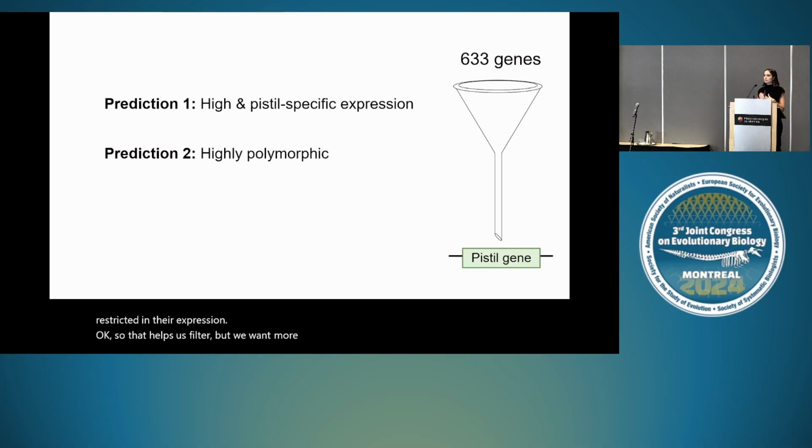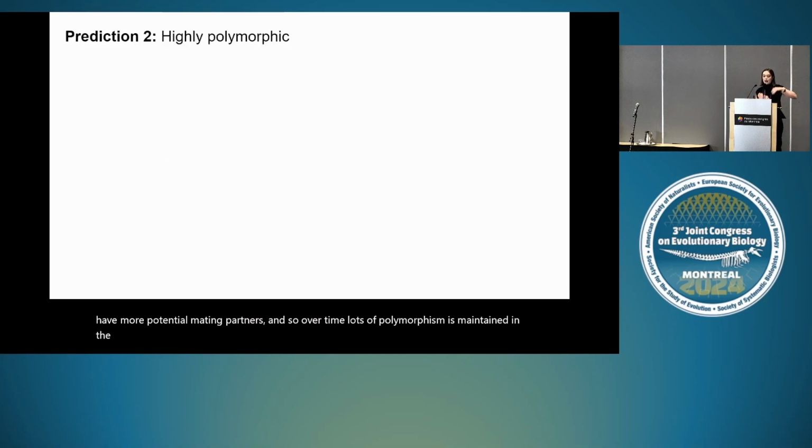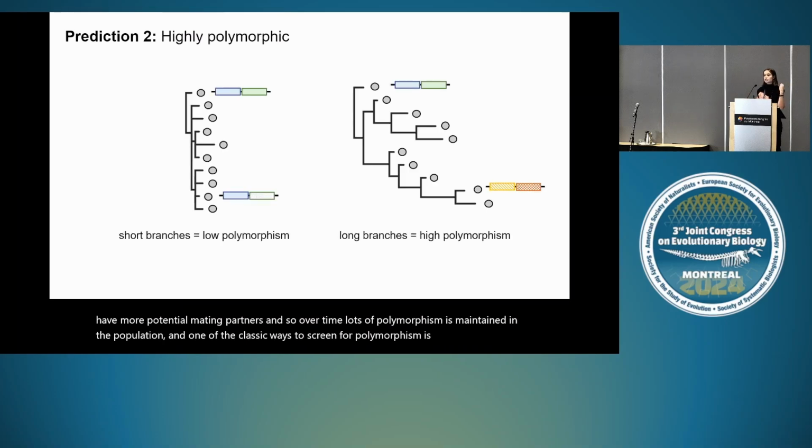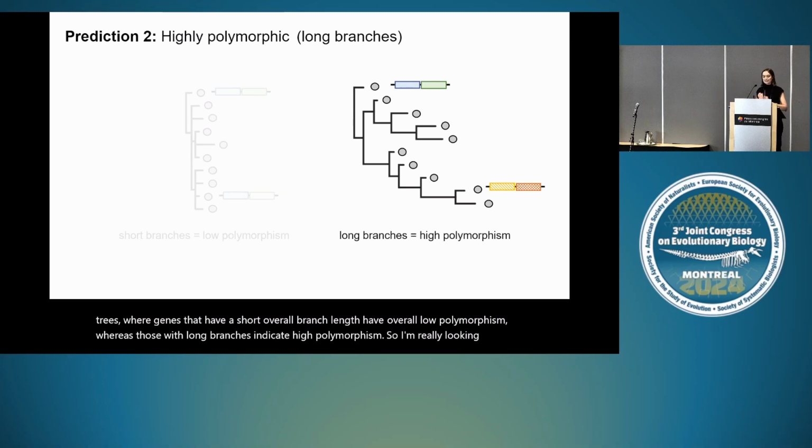My second prediction is that I'm looking for a gene that is highly polymorphic, and this is because S alleles evolve under negative frequency dependent selection. So if you're a rare allele, you have more potential mating partners, and so over time, lots of polymorphism is maintained in the population. And one of the classic ways to screen for polymorphism is to construct gene trees where genes that have a short overall branch length have overall low polymorphism, whereas those with long branches indicate high polymorphism. So I'm really looking for a gene that has a super long overall total branch length.